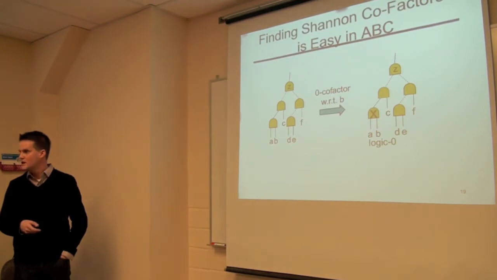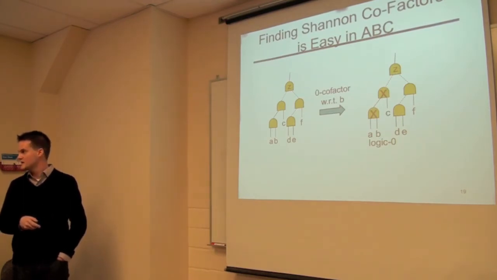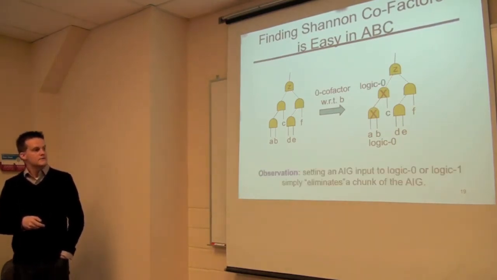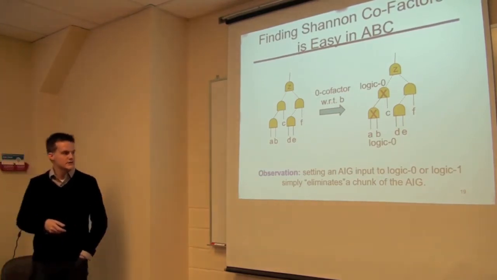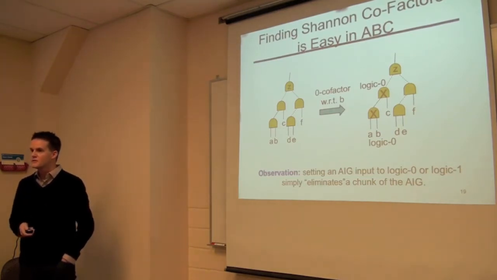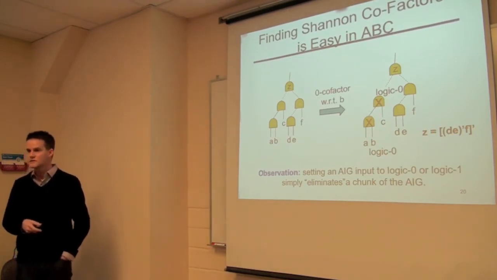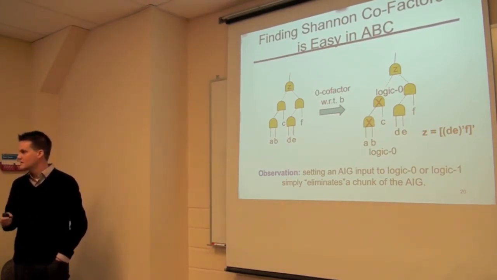Its output is 0. Now, since its output is 0 and it's feeding into this other AND gate right here, that one is also eliminated, basically. Okay? Now, since this one's output is also 0, but it's feeding into an inverted edge, that makes a logic 1 input to this AND gate right there. Okay? So in other words, setting an AIG input to a logic 0 or logic 1 basically eliminates some portion of the AIG. It just chops it out, basically. So in this case, I end up with a logic 0 right here, and this chunk right here is kind of just gone, and I'm left with this chunk right here, and this reduced logic function right there. So it's actually very easy to find these Shannon cofactors in ABC.